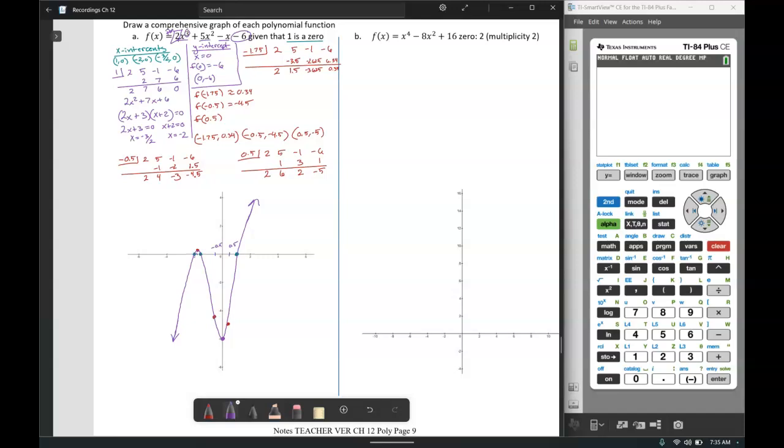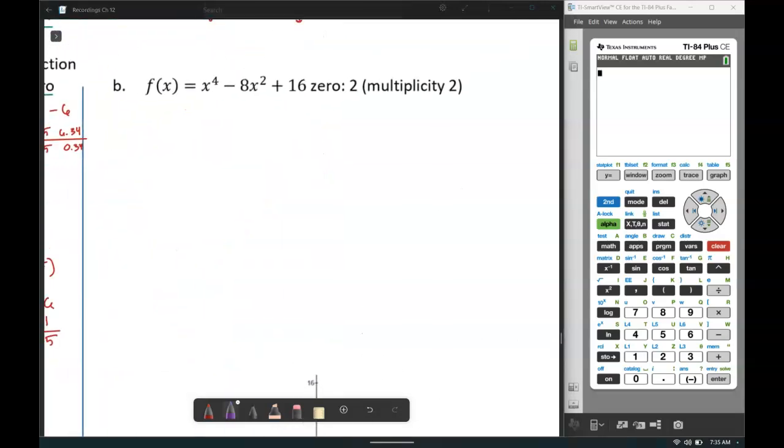Now we're going to do it one more time with the next example. First we start with our x-intercepts. We're given 2 as a 0 with a multiplicity of 2. So we know that we have this multiplicity of 2 at 2, 0. And remember that multiplicity indicates that we're going to have a kiss point. We're going to touch the x-axis, but we're not going to cross it at that intercept.